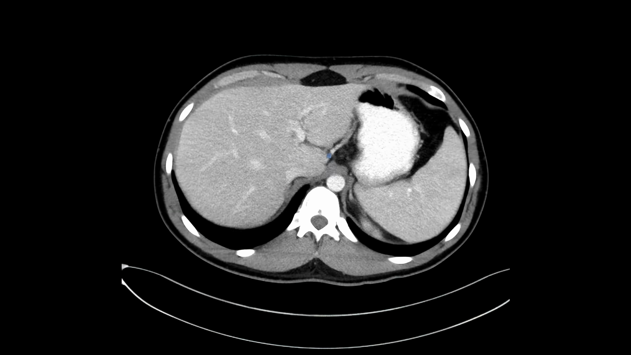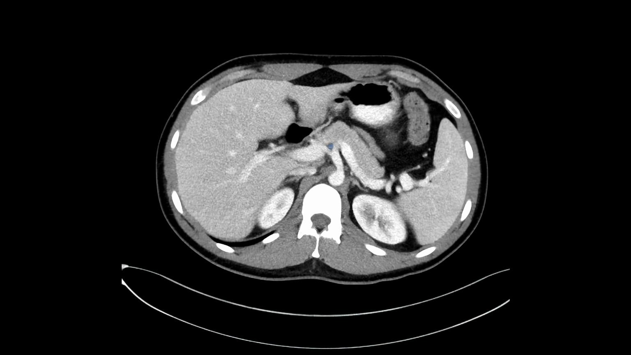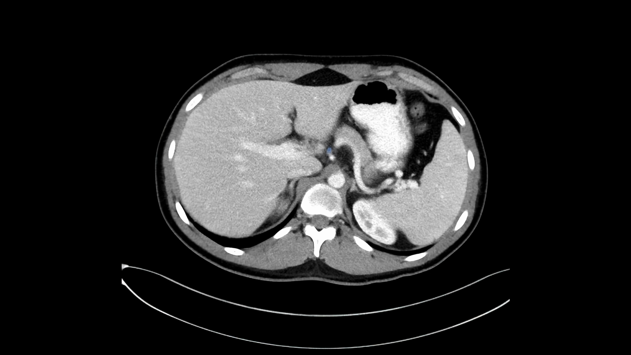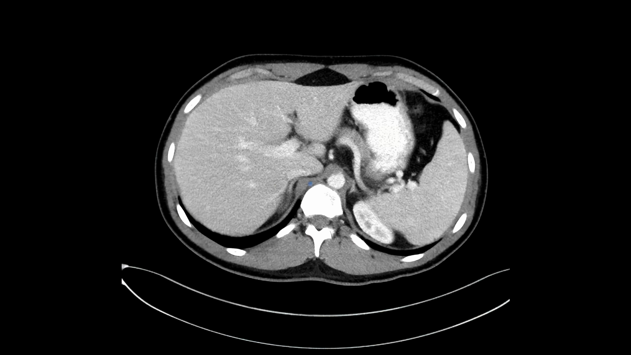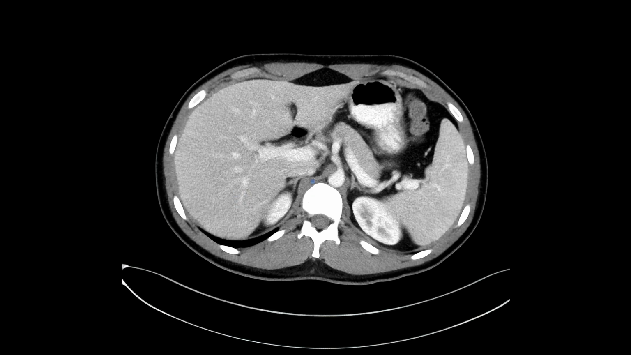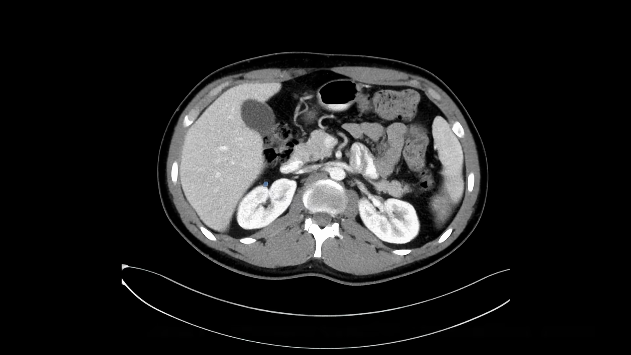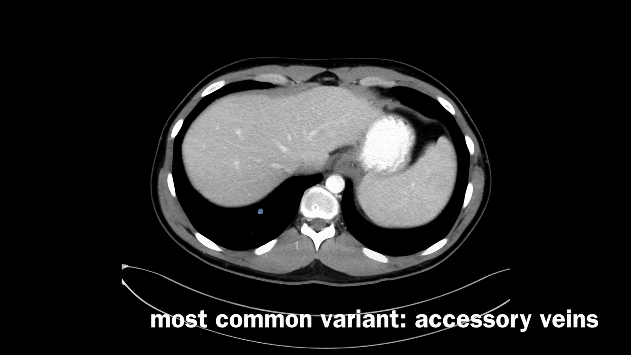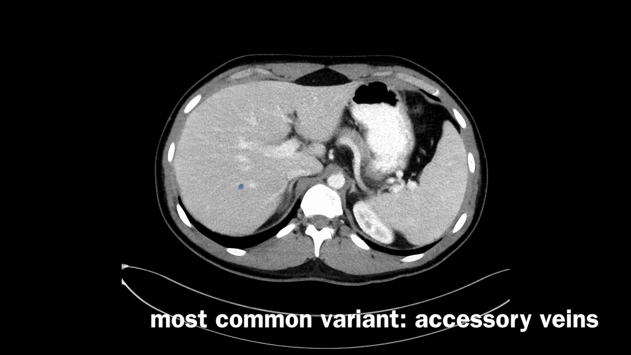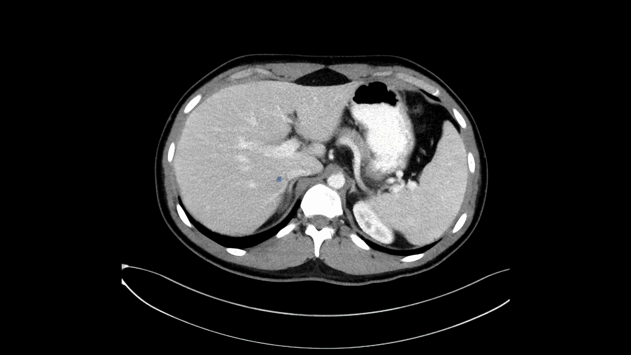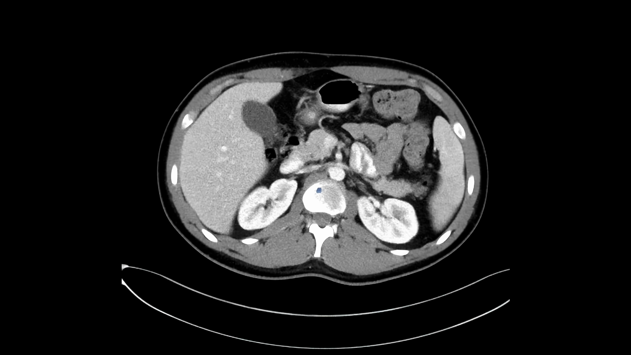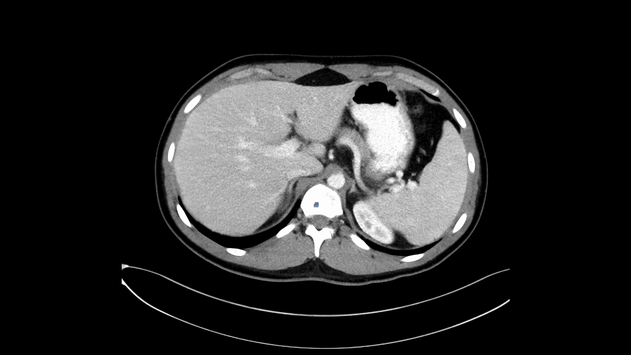Common variants of the hepatic veins. Many times, you'll see veins draining directly into the IVC a little bit lower, usually draining from somewhere down here in segment 6, and we'll talk about the segments in a bit, but you'll have accessory veins that are draining directly into the IVC. This can be important if the patient's going for surgery, for example.